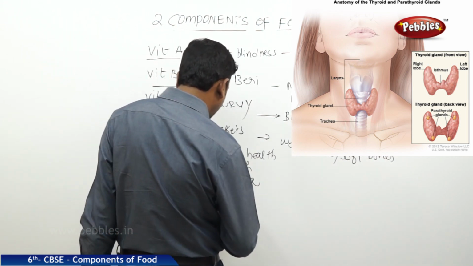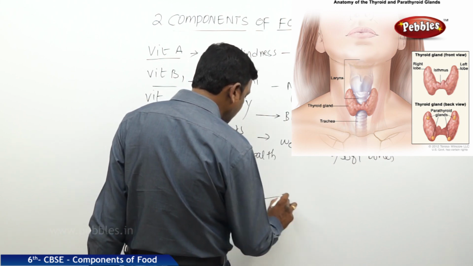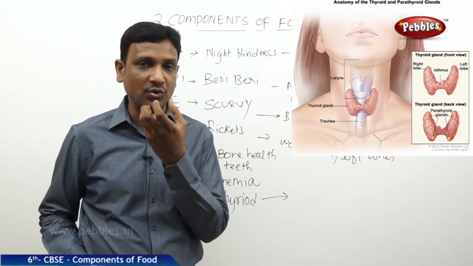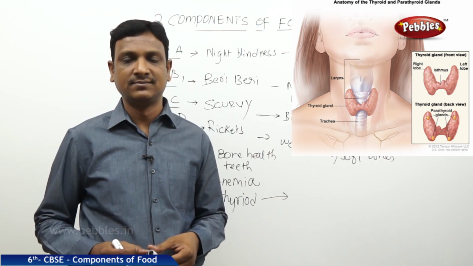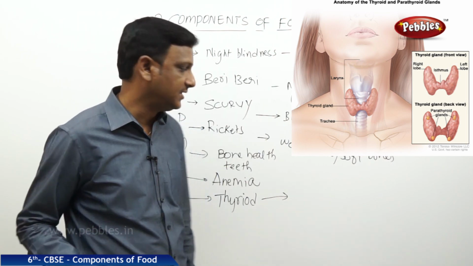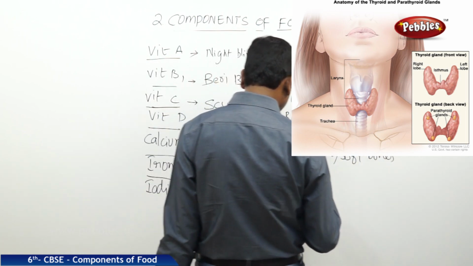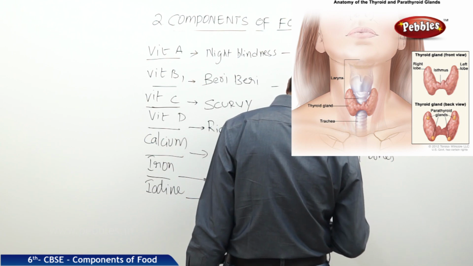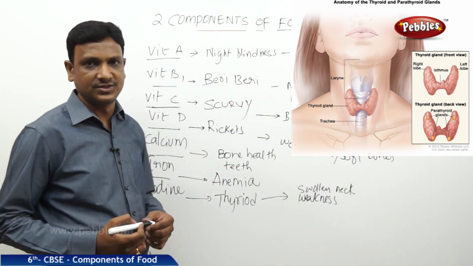Iodine. If iodine is less in your food, thyroid problem is caused. Thyroid is a gland present near your neck. It becomes swollen, and there is mental disability, weakness. So all these kinds of changes happen. Hair loss, different problems are caused because of the thyroid. Weakness, swollen neck. So these kinds of problems are caused.